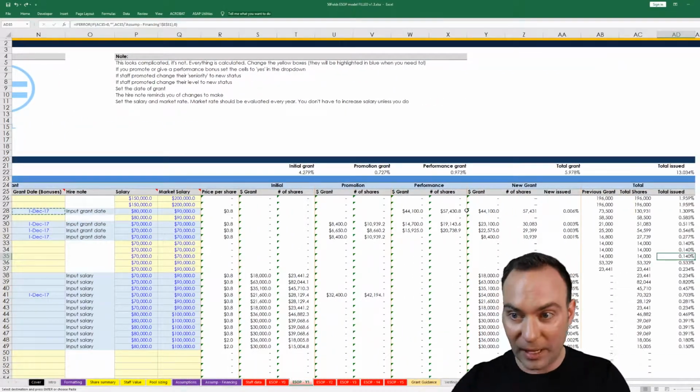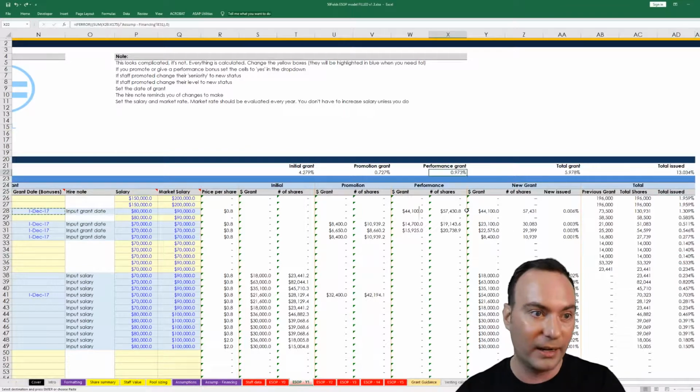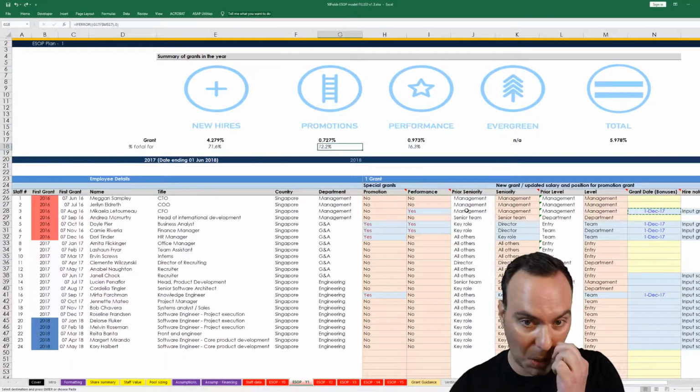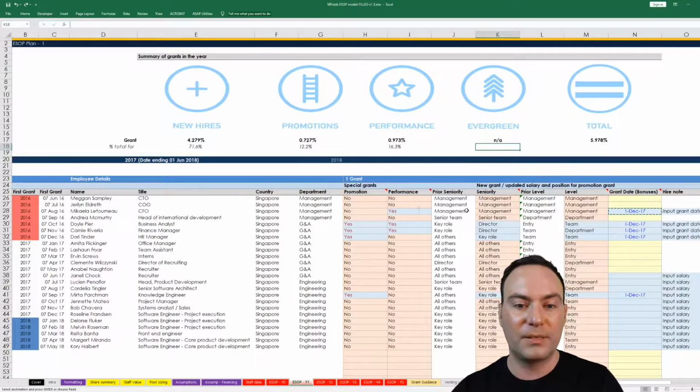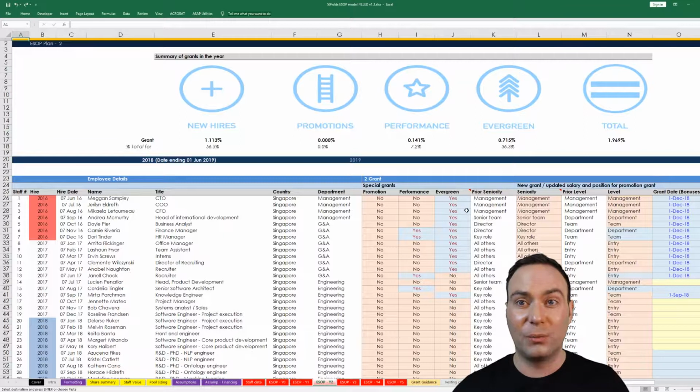And then the summaries up here, the total issued amounts, the total grants, and the performance grants for that year are here. They feed into here, so you've got this little pretty thing showing you what happened this year. Now, there's no evergreen because it doesn't happen in the first year. It happens in ESOP year 2. Now, this sheet is exactly the same as before, except because the company's older, we are now giving them evergreen grants.